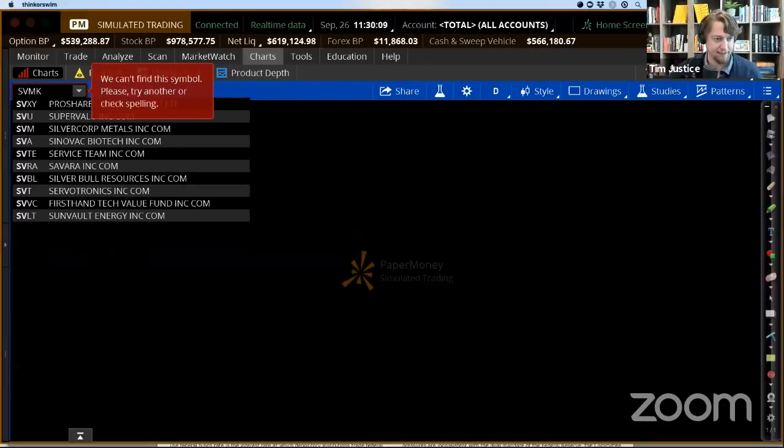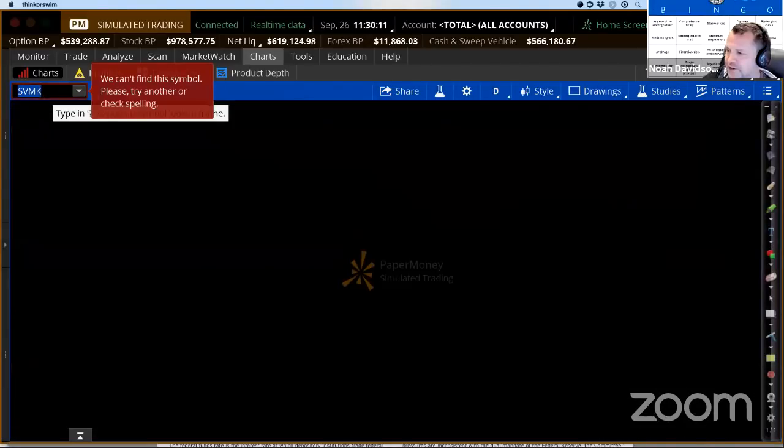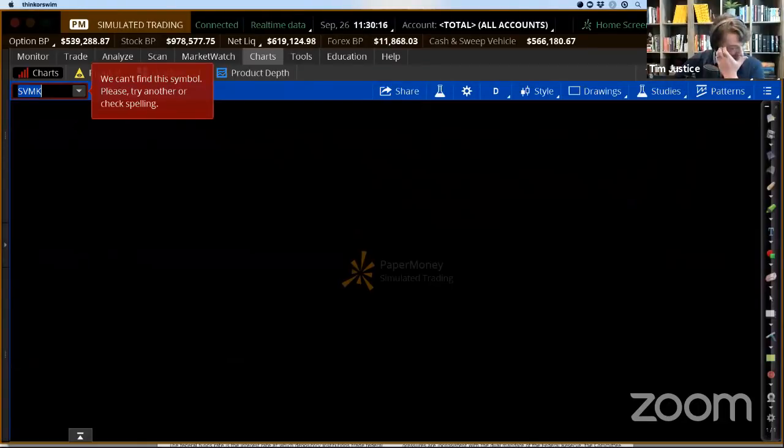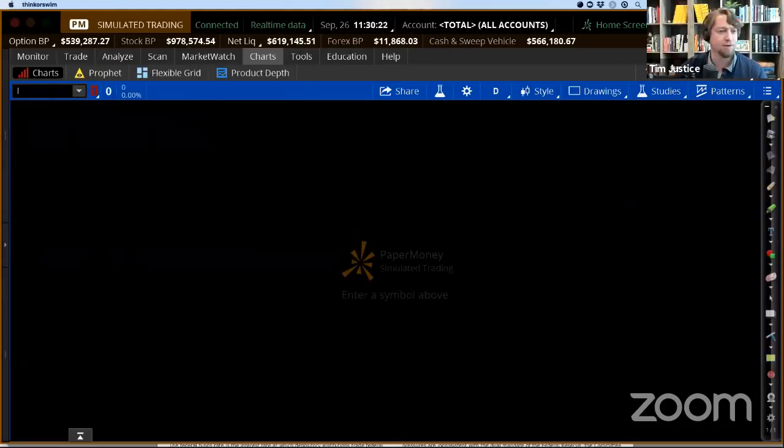SVMK is what I had. Well, I got one candle and it disappeared, so I got nothing. Yeah, I'm not getting anything either. It's the first day of trade, I'm sure. I'm looking at my chart on this side right now. It's up $6 since the open.